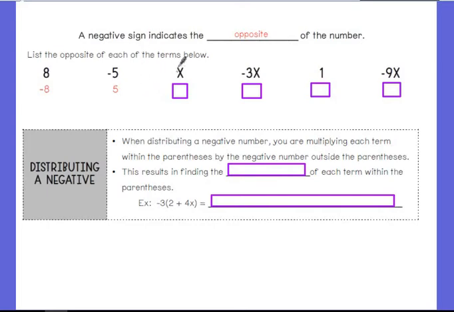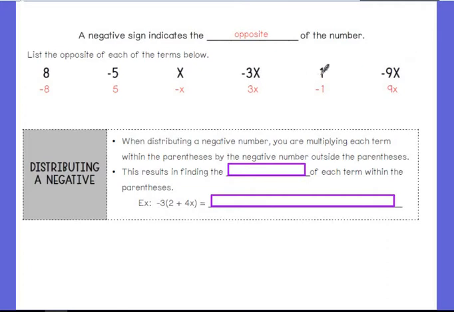Real hard stuff. Opposite of a positive x, remember a 1's understood to be there, so opposite of a positive 1x would be a negative 1x, or just negative x. The opposite of a negative 3x would be obviously 3x. Opposite of a positive 1 would be negative 1. And opposite of a negative 9x would be a positive 9x.